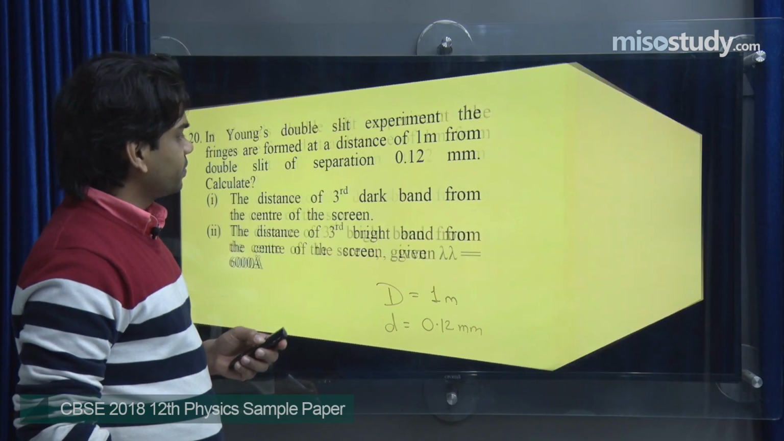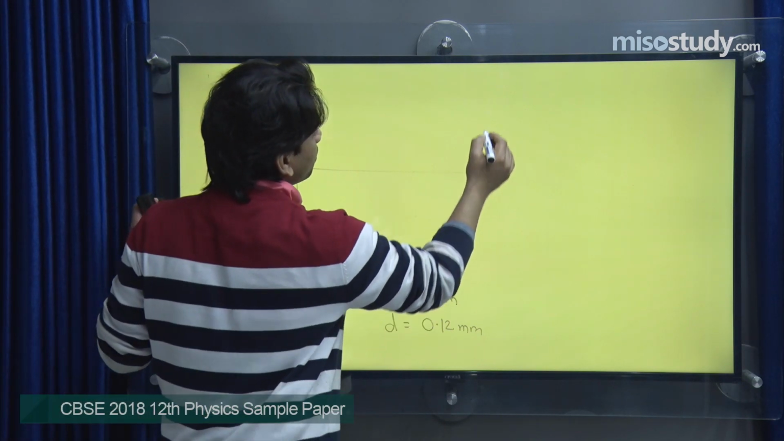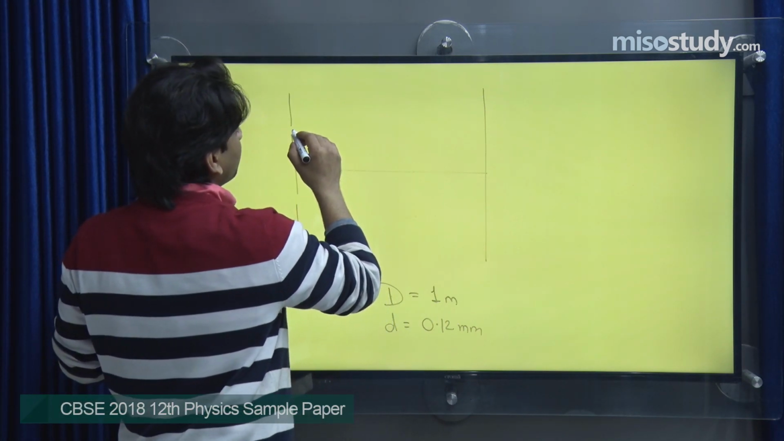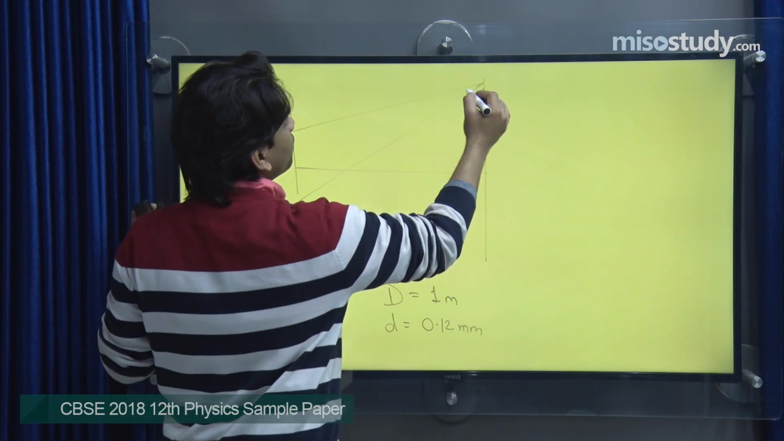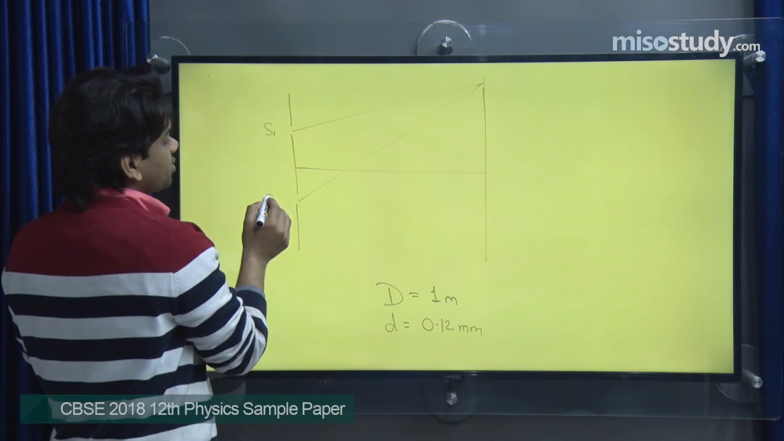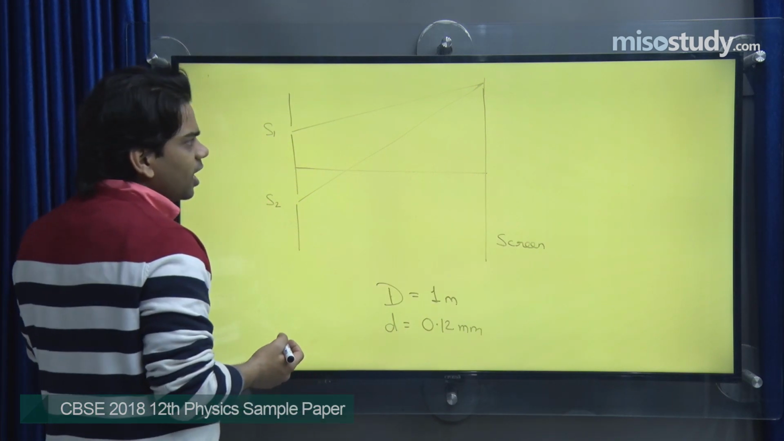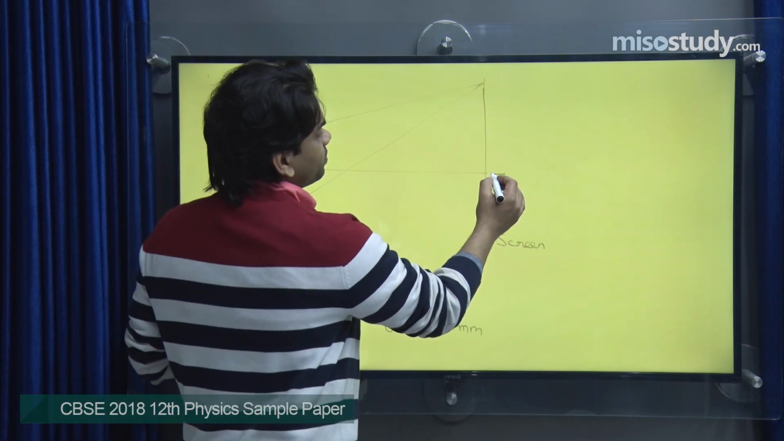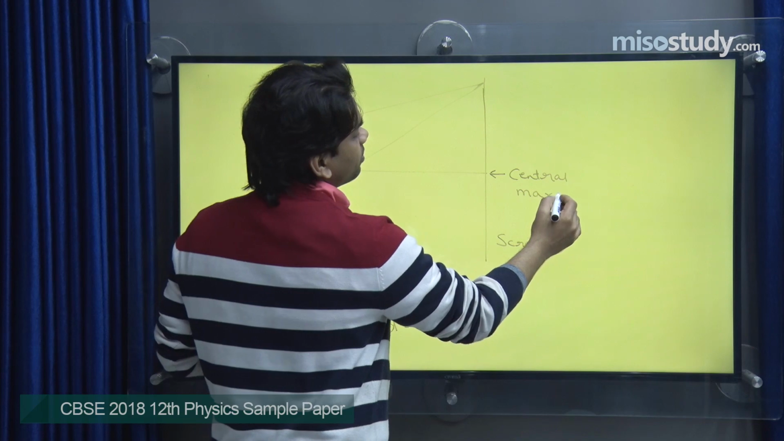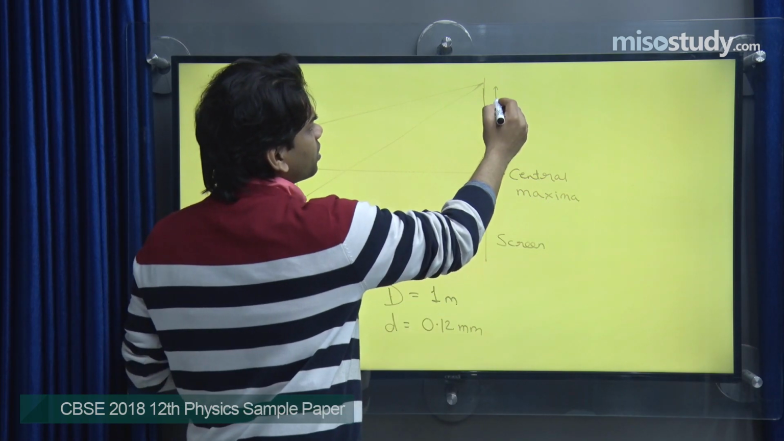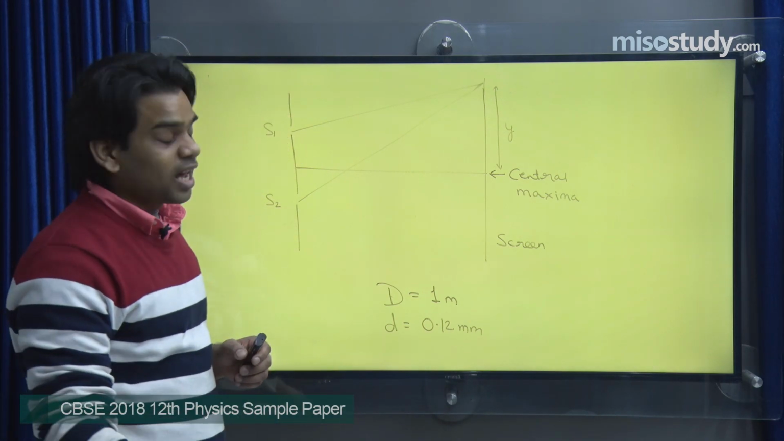Now see here, how is the Young's double-slit experiment? This is somewhat like this. This is the screen, and these are the rays which are actually going and interfering, and finally the fringes are obtained here. This is slit S1, this is slit S2, this is the screen where they are interfering, and this is the central maxima point. We want to find out this distance. First of all, we are required to find out the third dark band distance.